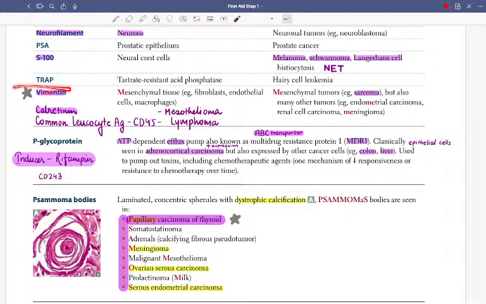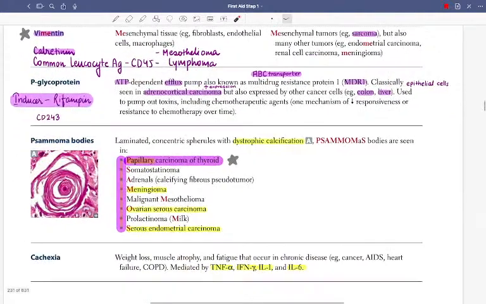TRAP is tartrate resistant acid phosphatase, hairy cell leukemia. Vimentin is mesenchymal tissue, fibroblast, endothelial cells, macrophages, sarcoma. Calretinin is mesothelioma. Common leukocyte antigen, CD45, lymphoma. Next, P glycoprotein.